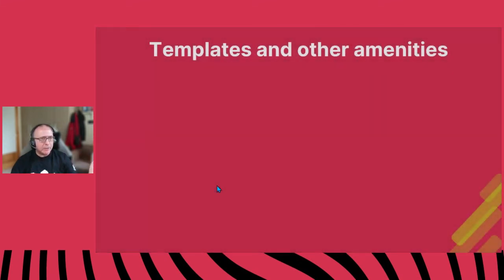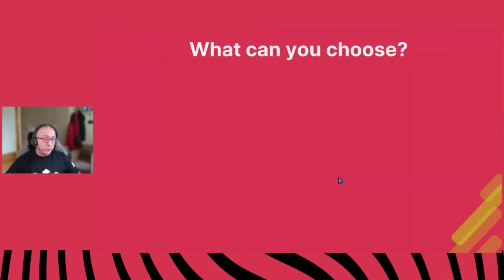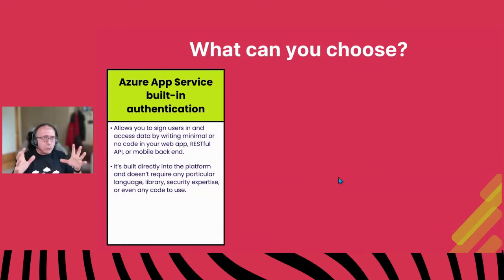You can manage this configuration by Bicep or the CLI, so you can automate the creation of this identity, of this configuration. And then you can choose how you want to implement authentication. You can use the built-in authentication, very easy, managed by the platform. I will show in a while what limitations you have.